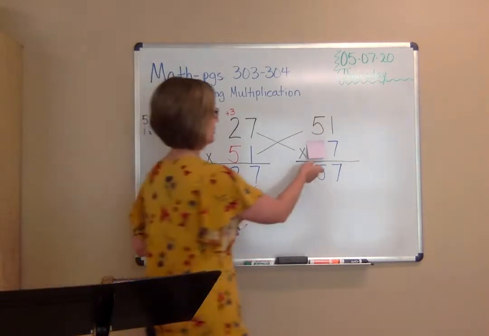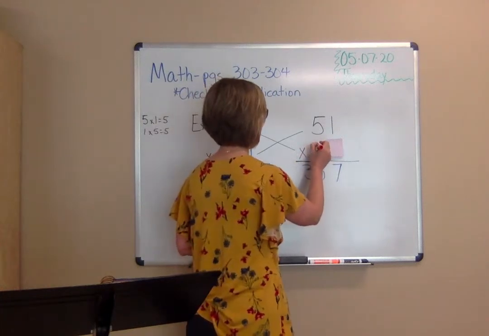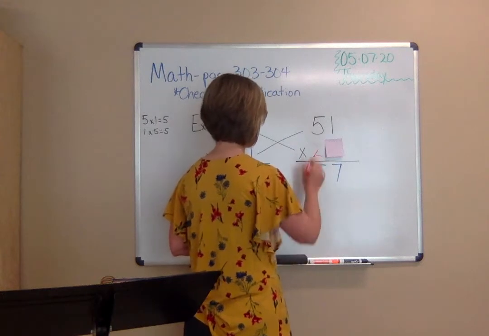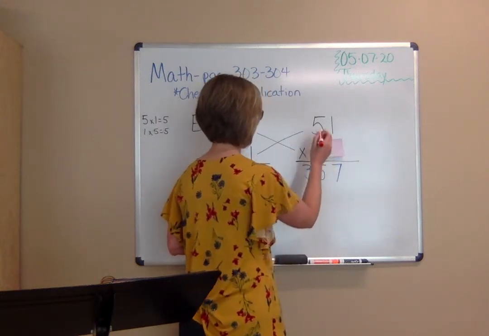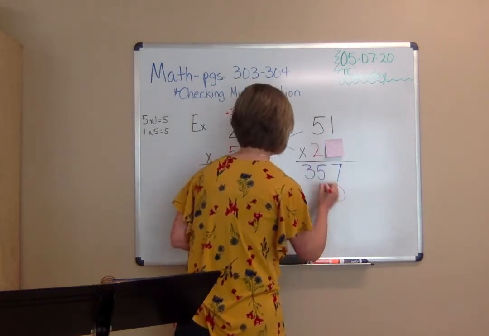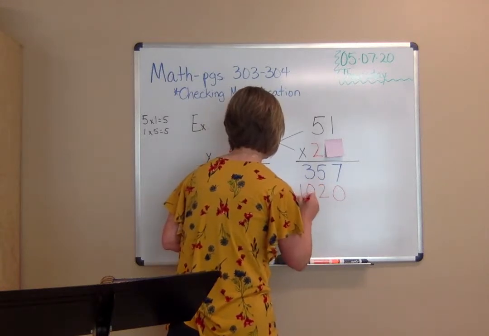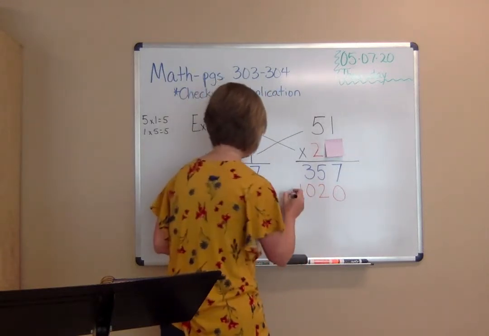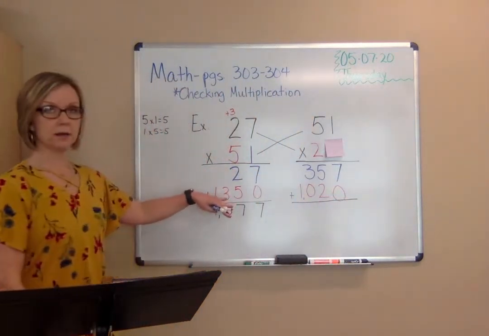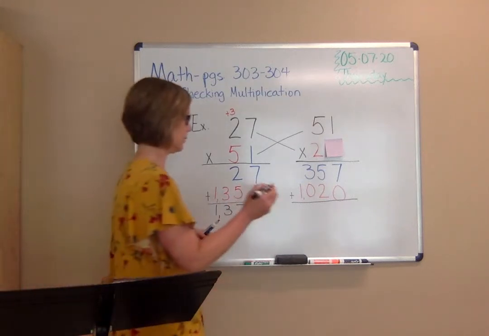All right? So now let's move over to the 2, to the tens place. So we are initially saying here 51 times 20. We'll put my 0. 2 times 1 equals 2. 2 times 5 equals 10. Okay, so I'll add it up. And if you notice, my second partial product is different. That's okay. Let's see what we get.